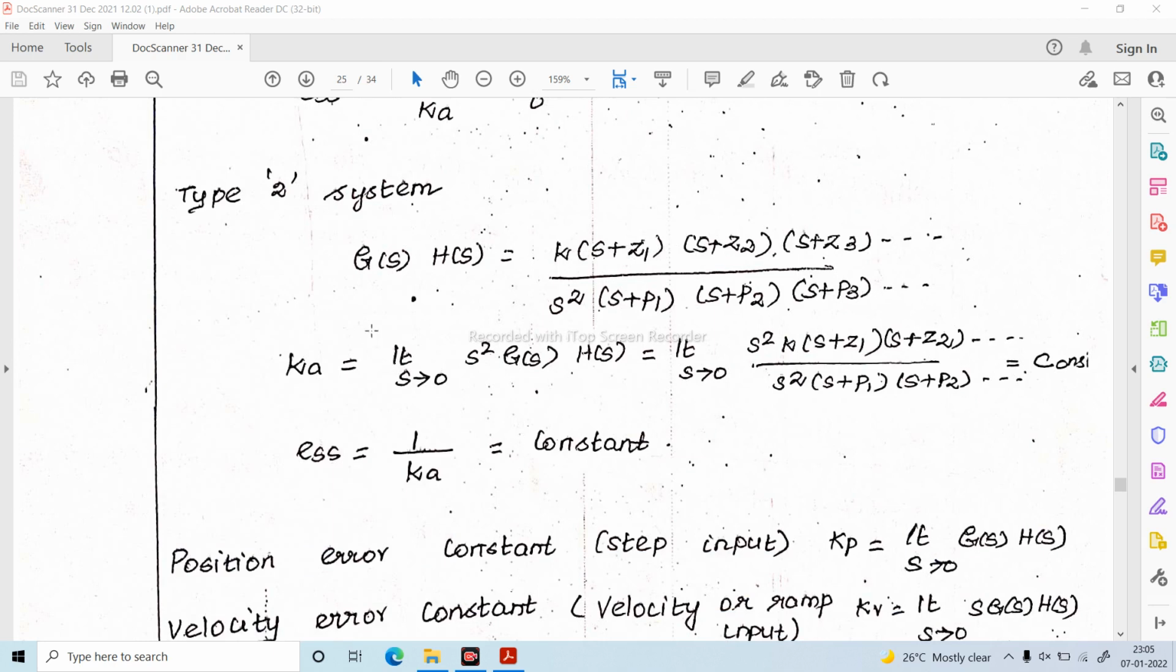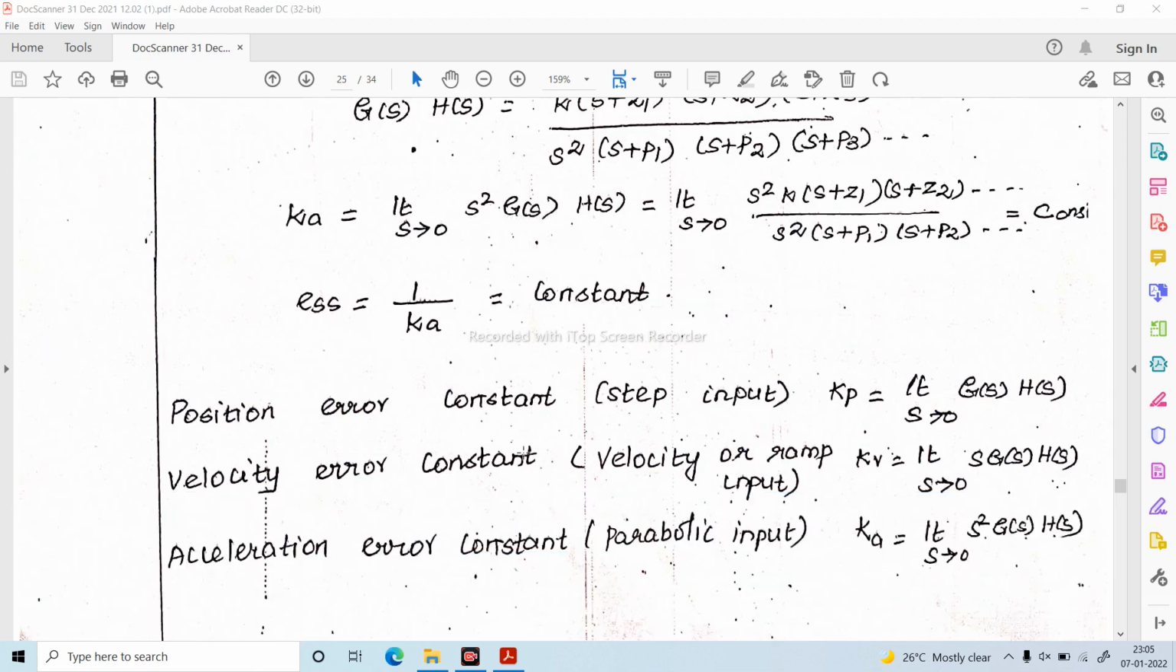And next we are going to see the type 2 system. For a type 2 system, g of s into h of s is K into s plus z1, s plus z2, s plus z3 divided by s square, because type is 2. S square into s plus p1 into s plus p2 into s plus p3. Here Ka is equal to what? Limit s tends to 0, s square into g of s into h of s. Have to put the value, s square and s square get cancelled and we get the answer constant. So ESS is equal to 1 by Ka, also constant.